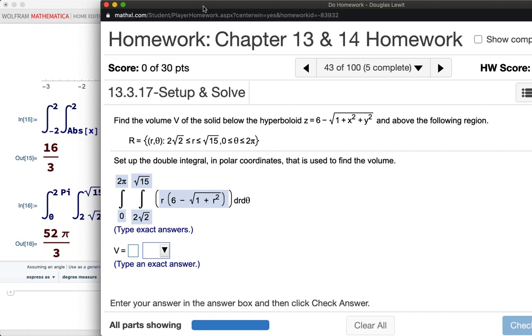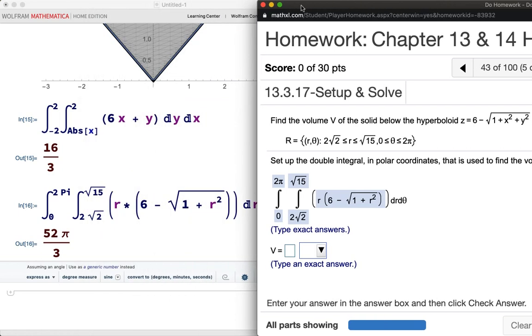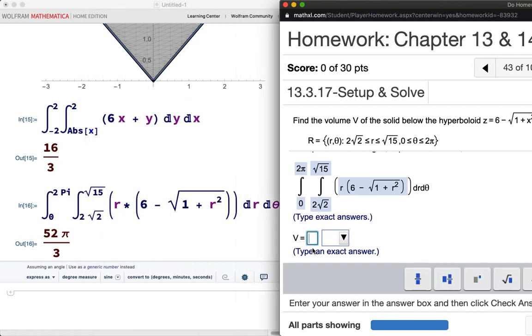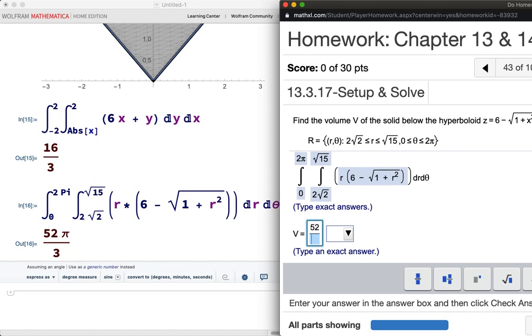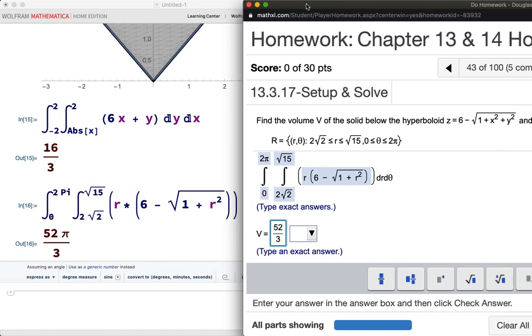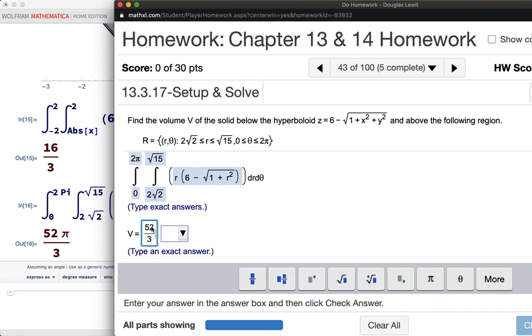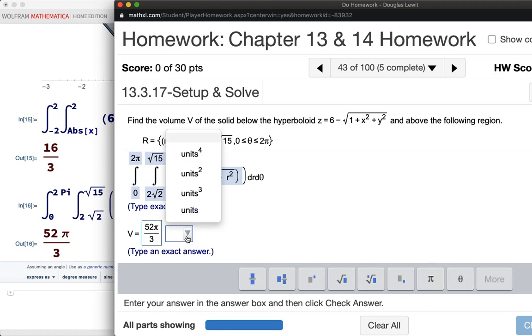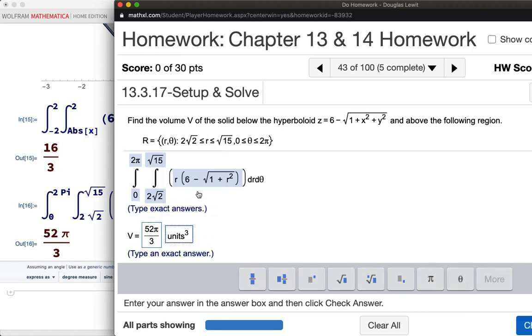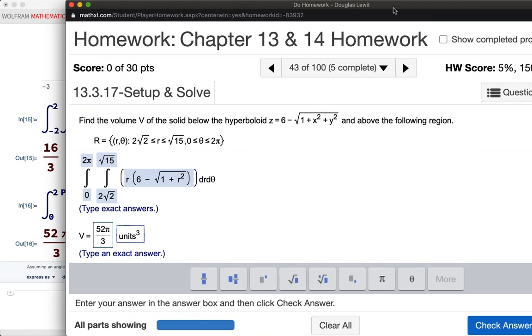And the volume should be 52 pi over 3 cubic units, and that should be correct.